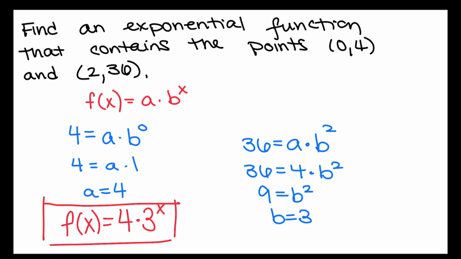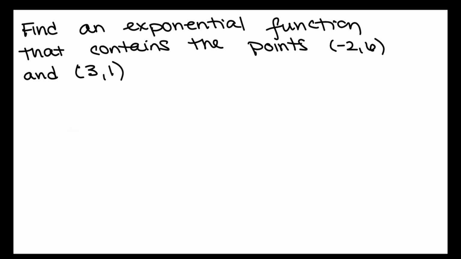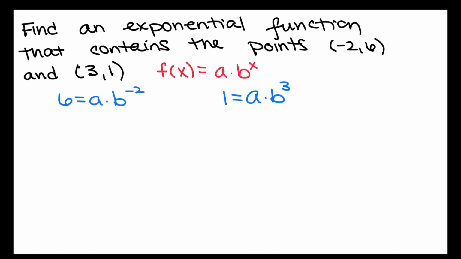All right, let's do another example. This one, we don't know what the y-intercept is, and I think we're going to get numbers that aren't quite so nice. Let's see if we can find an exponential function that contains the points (-2, 6) and (3, 1). So I'm going to start this the same way I did the previous problem. I know that an exponential function has to be of the form f of x equals a times b to the x. When x is negative 2, the output is 6. When x is 3, the output is 1.